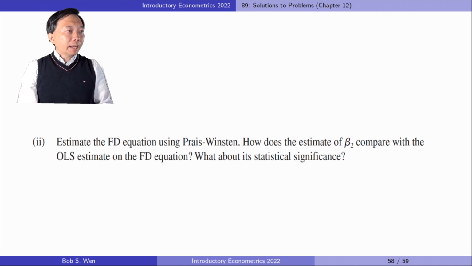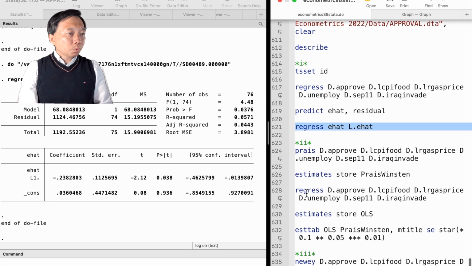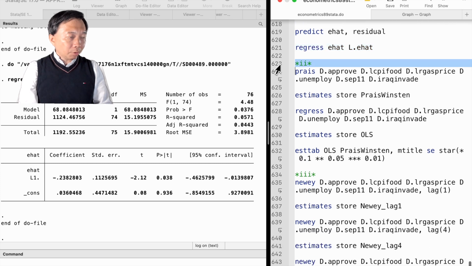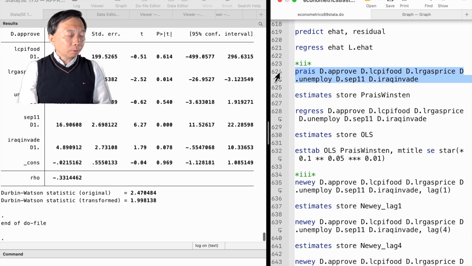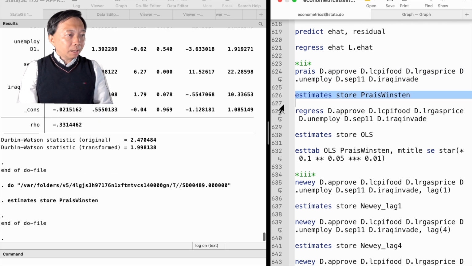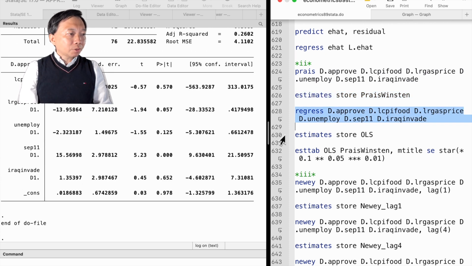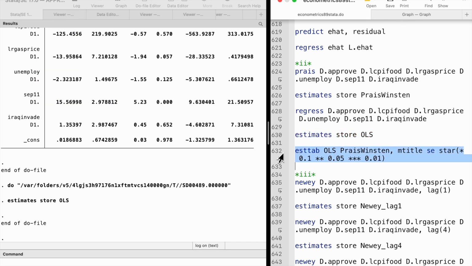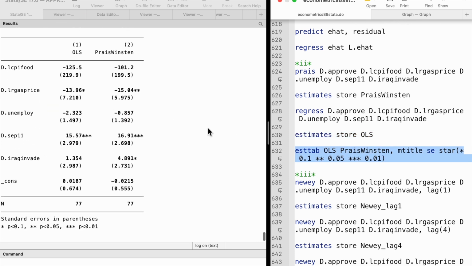In Part 2, estimate the first difference equation using Prais-Winsten. How does the estimate of beta 2 compare with the OLS estimate on the first difference equation? What about its statistical significance? We use the Prais-Winsten transformation method for the AR1 serial correlation. We can store and compare the results with the OLS estimates in a table. Beta 2 is for the log gas price.